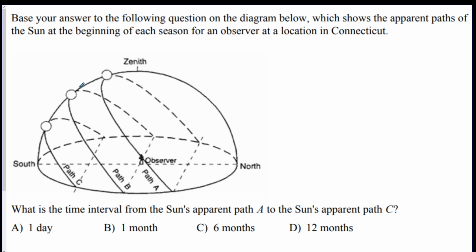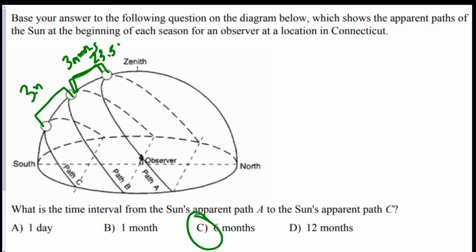What is the time interval from the sun's apparent path A to the sun's apparent path C? Well, we established this earlier. We said between every season, you move 23.5 degrees, the sun is going to change. And that's going to take about 3 months per seasonal change. So there's 3 months here. So then to get to C would be another 3 months. So this would be a total of 6 months. It's half a year to go from this, which would be the summer, to this, which would be the winter. Think about it. June to December is 6 months.